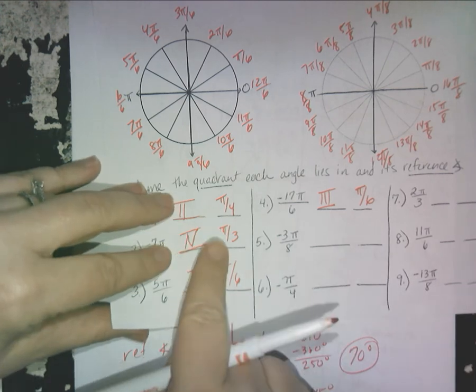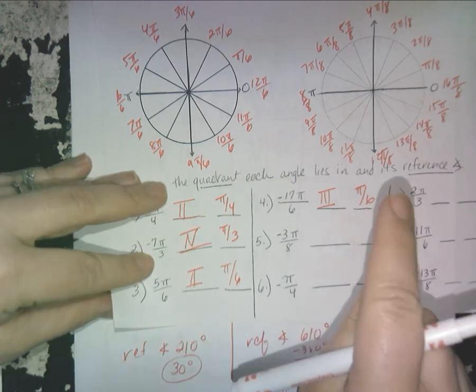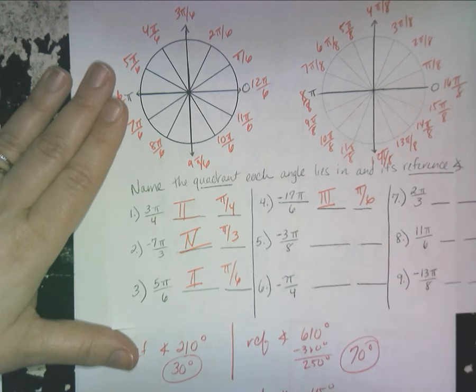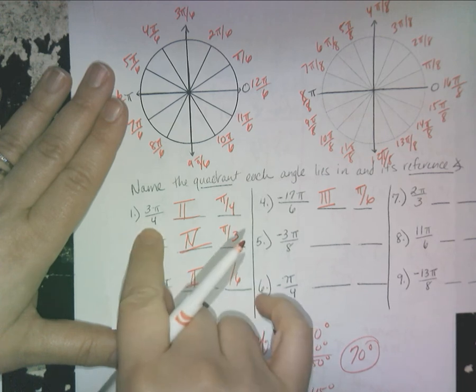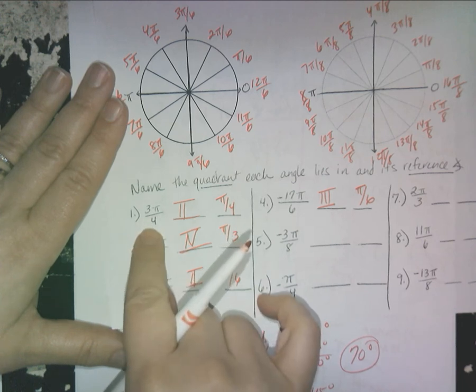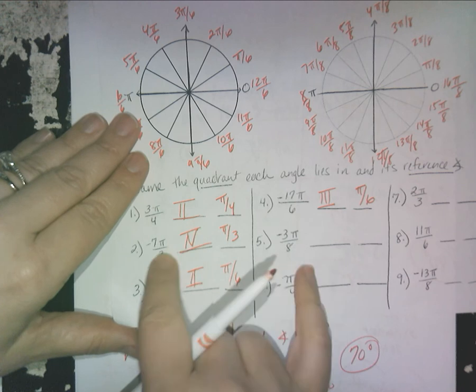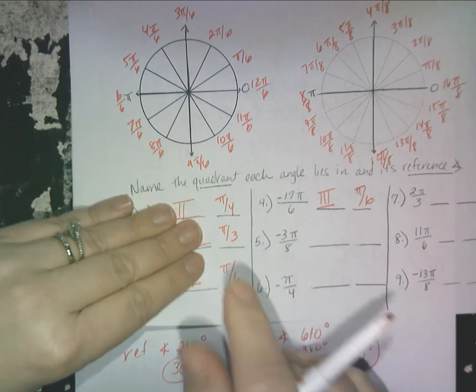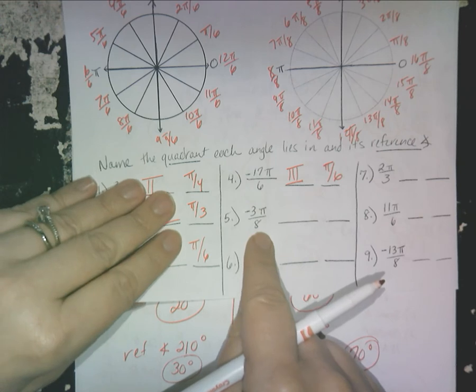Wait, hold the phone. Pi over 4, pi over 3, pi over 6, pi over 6. Do you notice anything? You're always what? Pi over whatever that denominator is. If the denominator is 4, pi over 4. If your denominator is 3, pi over 3. If the denominator is 8, pi over 6. Now here's the only thing. This one changes. 8 does.